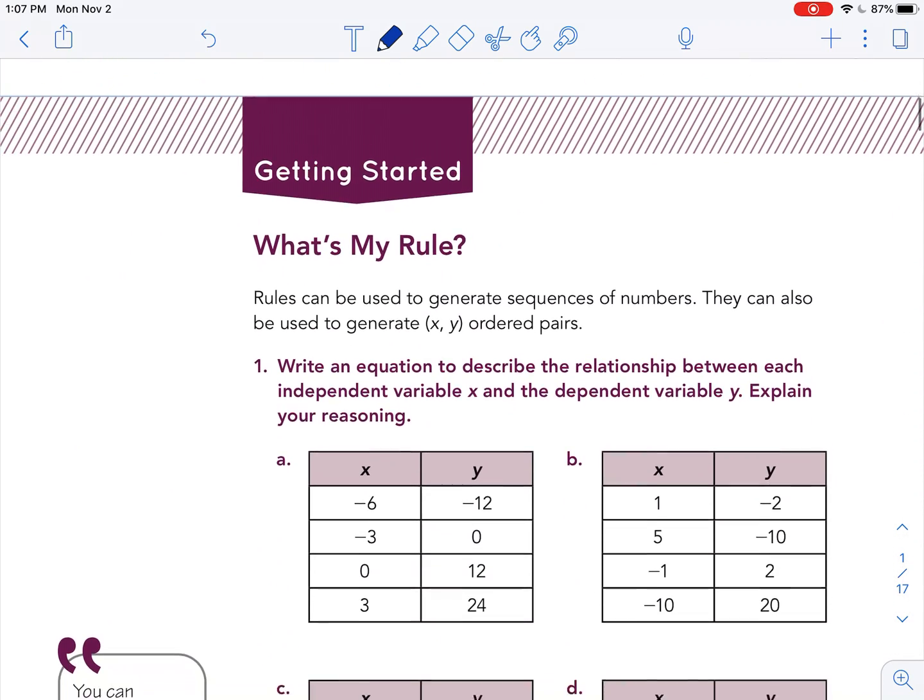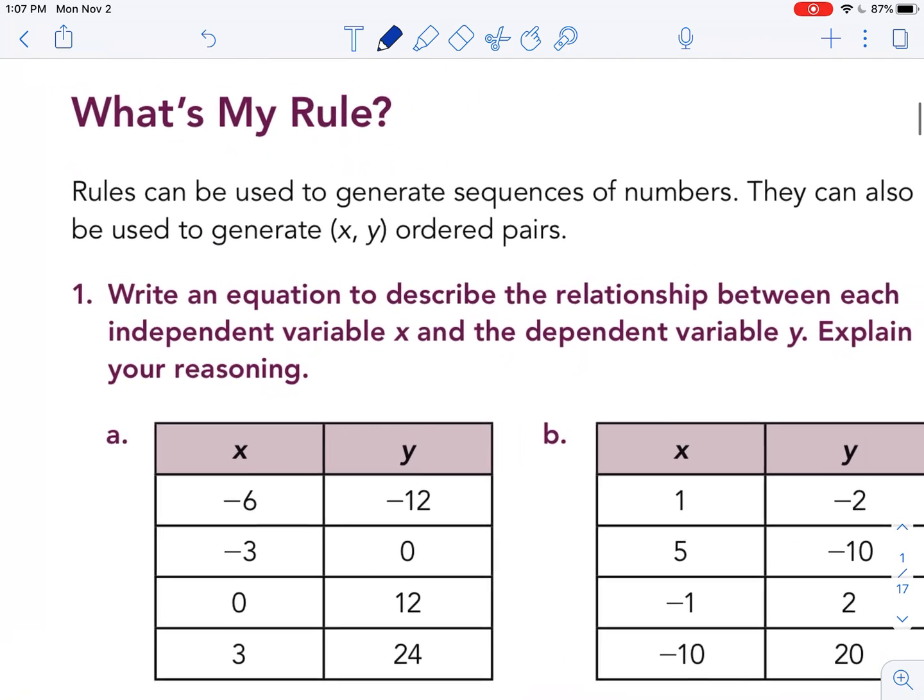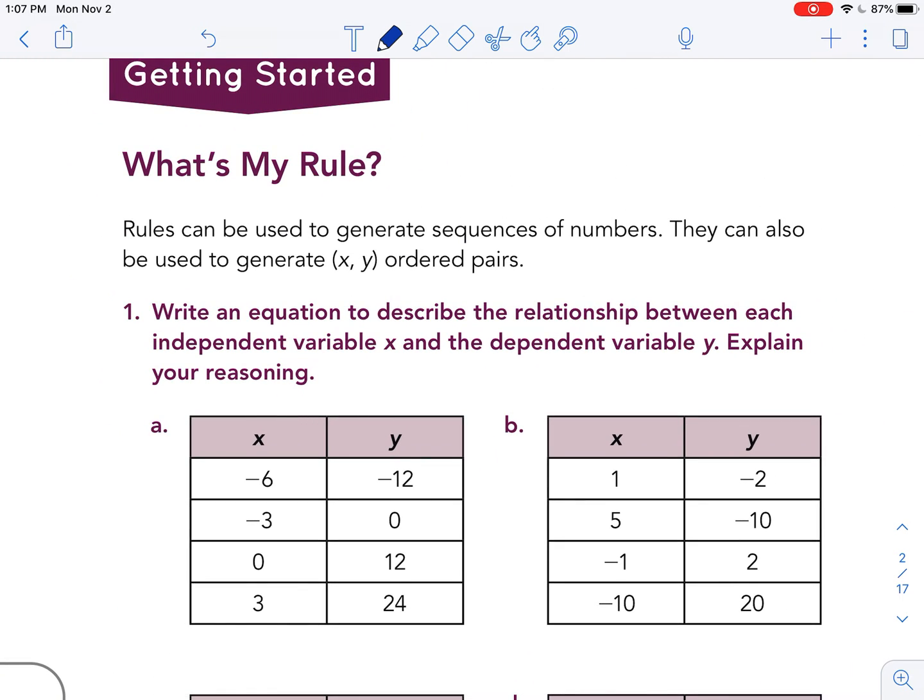Okay, so this next part, what's my rule? Okay, rule, you're writing an equation, guys. That's all you're doing is writing an equation. But before we can write an equation, we have to know whether or not it's a line or not. So, in order to do this, we look at this, okay?